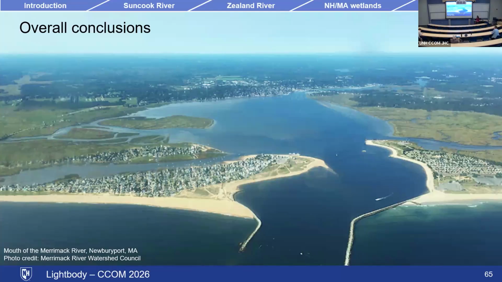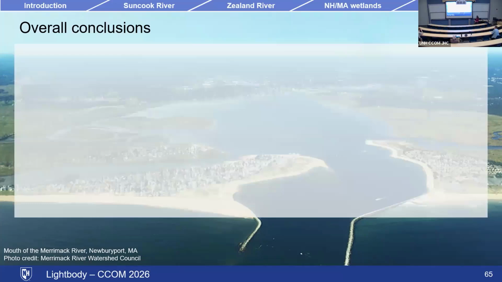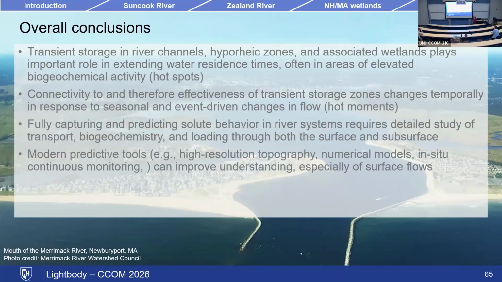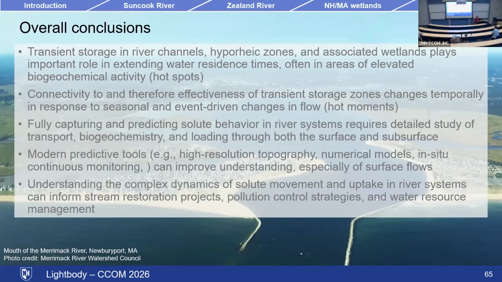So just to put this back on the coastal ocean, here's a picture of the Merrimack, which I did not study at all, but it is a mouth of a river. And so I'm just having you imagine that this flow is going out into the ocean. And some overall conclusions, transient storage within rivers is important, I think, even if you are an ocean person. And yeah, here are some conclusions.